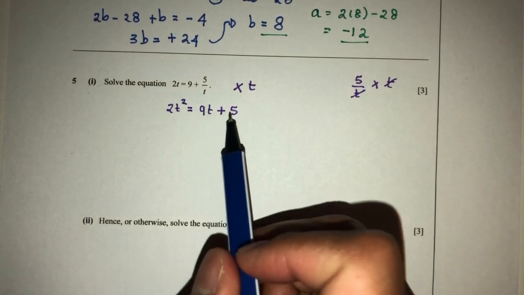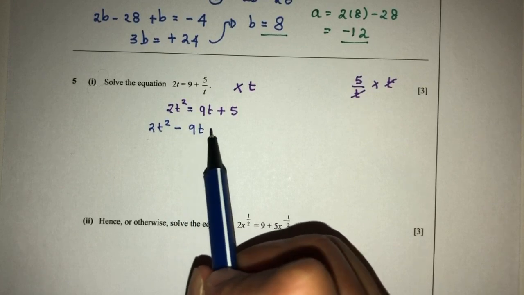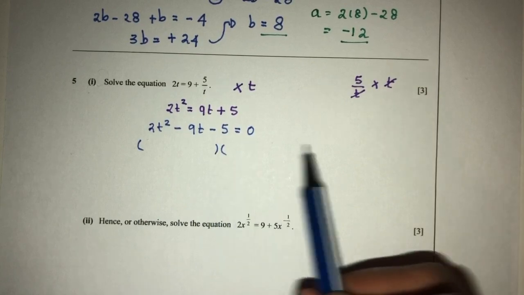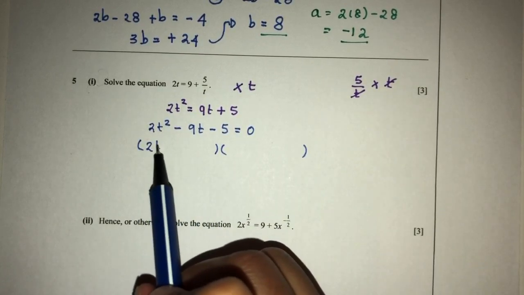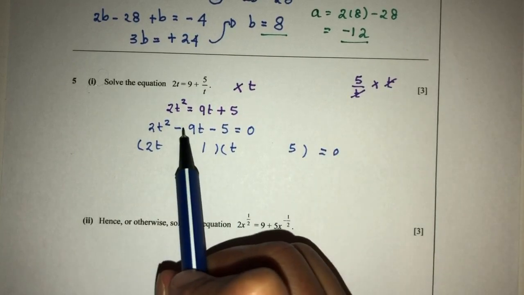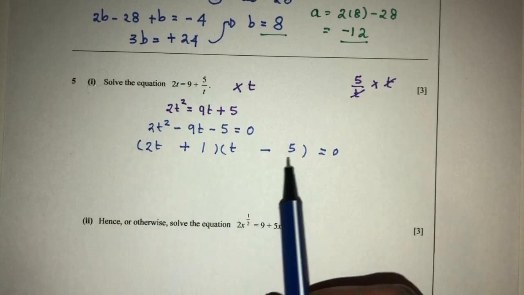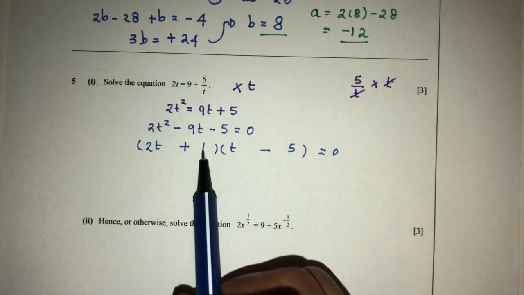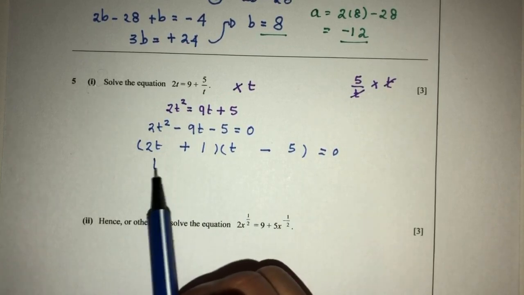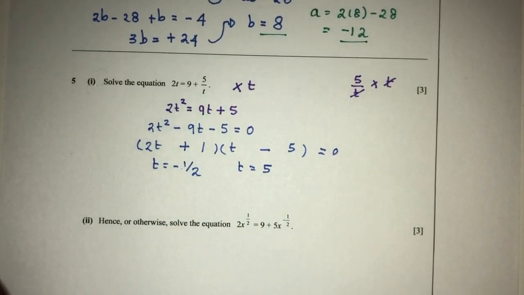Now next step, let's put everything to one side. You will have 2t squared minus 9t minus 5 is equal to 0. So let's factorize. So 2t squared will be 2t times t. 5 is 5 times 1, right? So to get minus 9, we have to have minus 10 and plus 1. Because 2t times minus 5 is minus 10, and then plus 1 times t will be plus t. So minus 10t plus 1t, that should be minus 9t. So t will be minus half, and t will be 5.